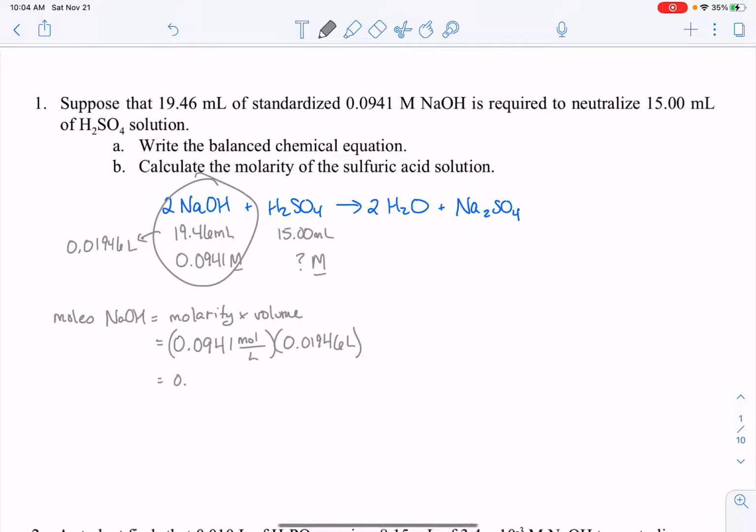So another thing that can help you to get started is when you see two numbers that are related by "of", like the 19.46 milliliters of this concentration of NaOH, you're usually going to use those two numbers together. So that's what I did in my first step here. And that gets me moles of NaOH. In a second step, I'm going to go from moles of NaOH to moles of H2SO4. I'm going to use my answer from the last part.